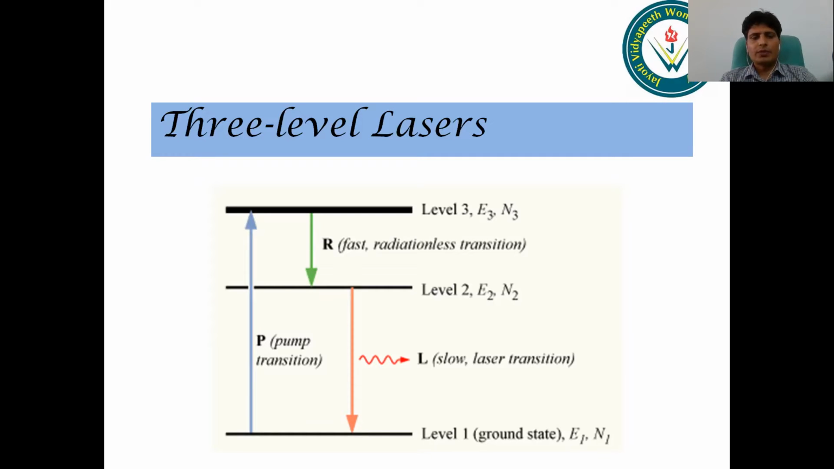Some of these pumped atoms make a spontaneous transition to the lowest energy level E1, but most of them decay rapidly into an intermediate state E2, which is a metastable state. I have already told you about the metastable state. Any state having a lifetime greater than 10 raised to the power minus 8 second is normally known as a metastable state. The transition from E3 to E2 is radiationless, or non-radiative. In this transition, energy is given to the system as heat.